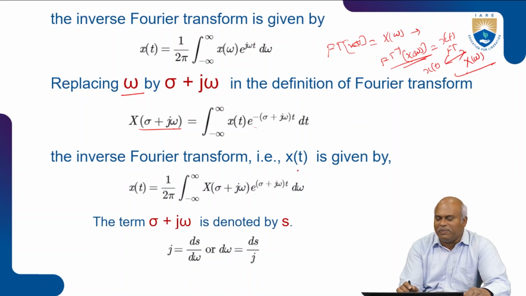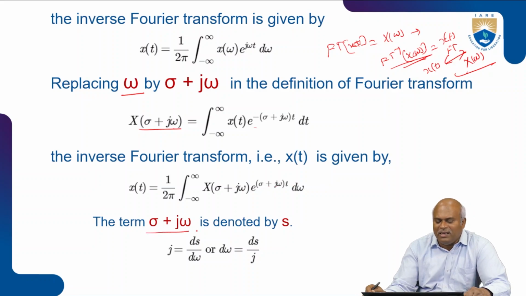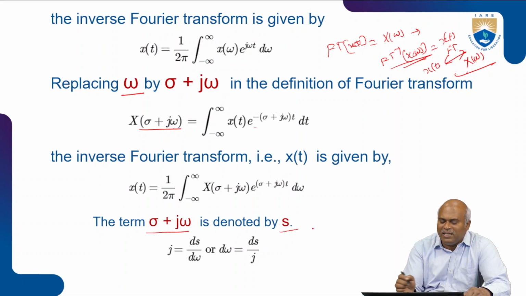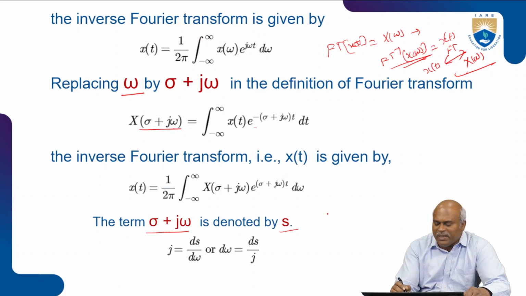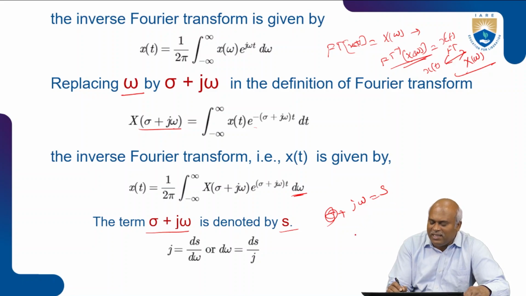The inverse Fourier transform of x of t, I should write, x of t is equal to 1 by 2 pi, the integration from minus infinity to plus infinity of X of sigma plus j omega e power (sigma plus j omega) t d omega. Now I take the term sigma plus j omega equal to s in the inverse Fourier transform condition. What will happen? I need to find the differentiation because d omega is there. So sigma plus j omega is equal to s. Sigma is a constant, so there is no problem with differentiation. So I should differentiate.